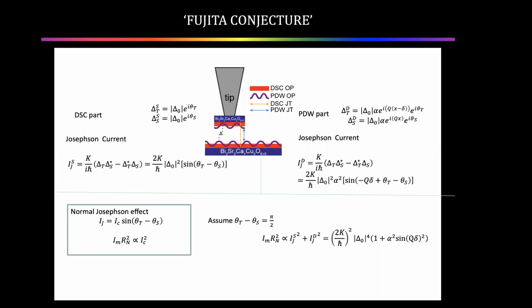One way to test this would be to use a niobium tip, which is what we're working on now. Because if the modulation is coming from the BISCO tip, if we do niobium tip, it should disappear.